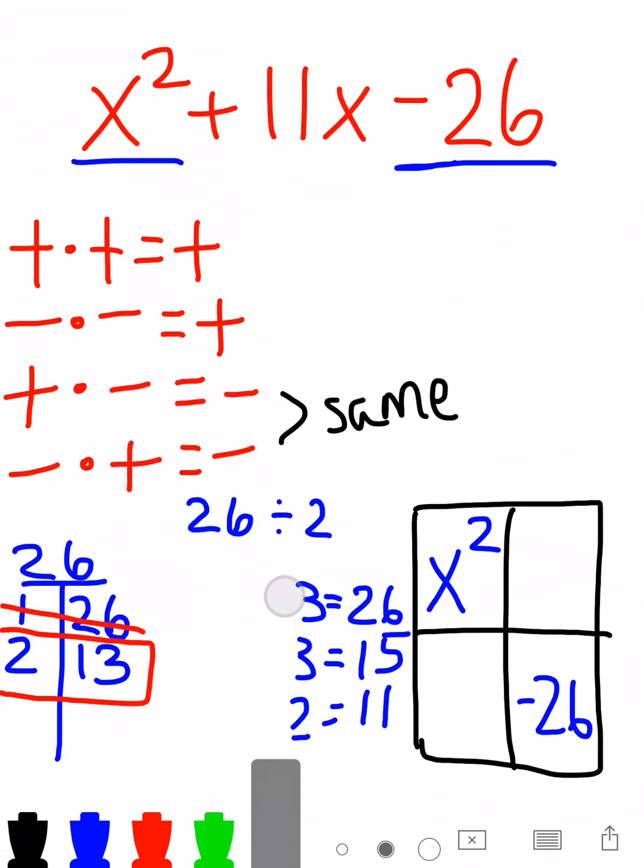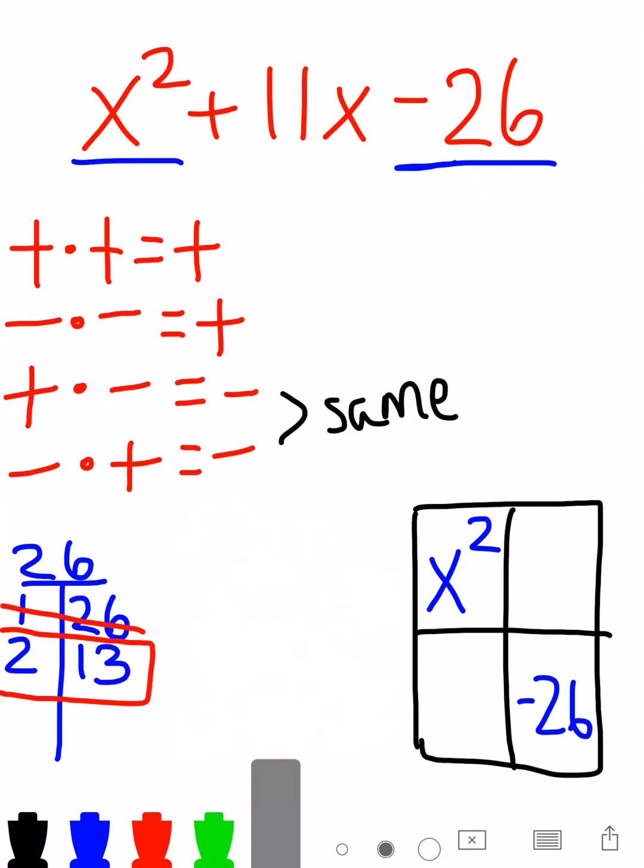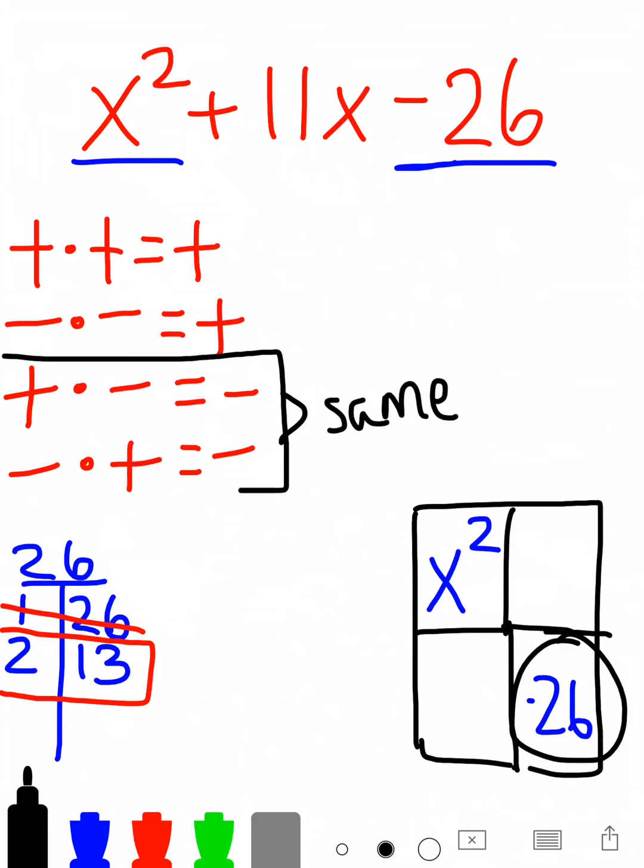Now, this is where you have to use your multiplying integers rules to figure out which one needs to be negative or positive, or if they both need to be positive or both negative. Well, let's look at our number here. Our number is negative 26. If we have a negative number, we probably need to use these two rules right here, because we're trying to get two numbers that multiply to give us a negative number. So we know that one of our numbers needs to be positive and one needs to be negative.